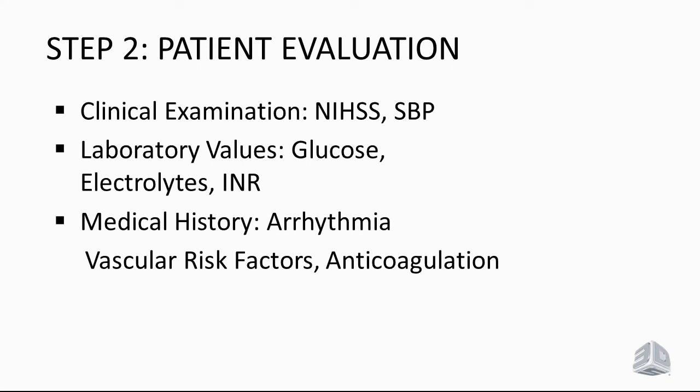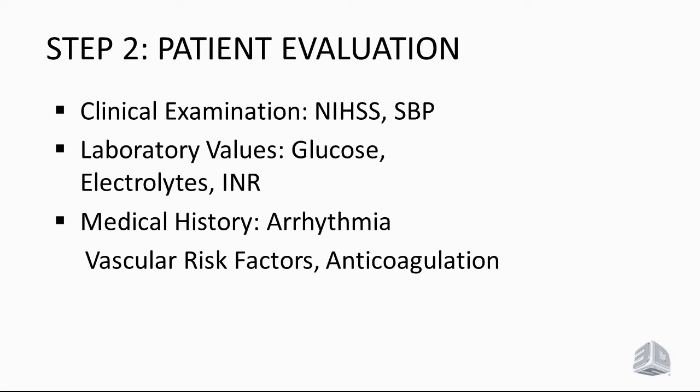You need to be able to assess very quickly via clinical exam the NIH stroke score. Systolic blood pressure cannot be too high. You can't give IV-TPA if the systolic pressure is greater than 180. You have to be sure that it's not a hypoglycemic event, and they can't be hyperglycemic because hyperglycemia is associated with a worse outcome in acute stroke. Make sure their electrolytes are normal.